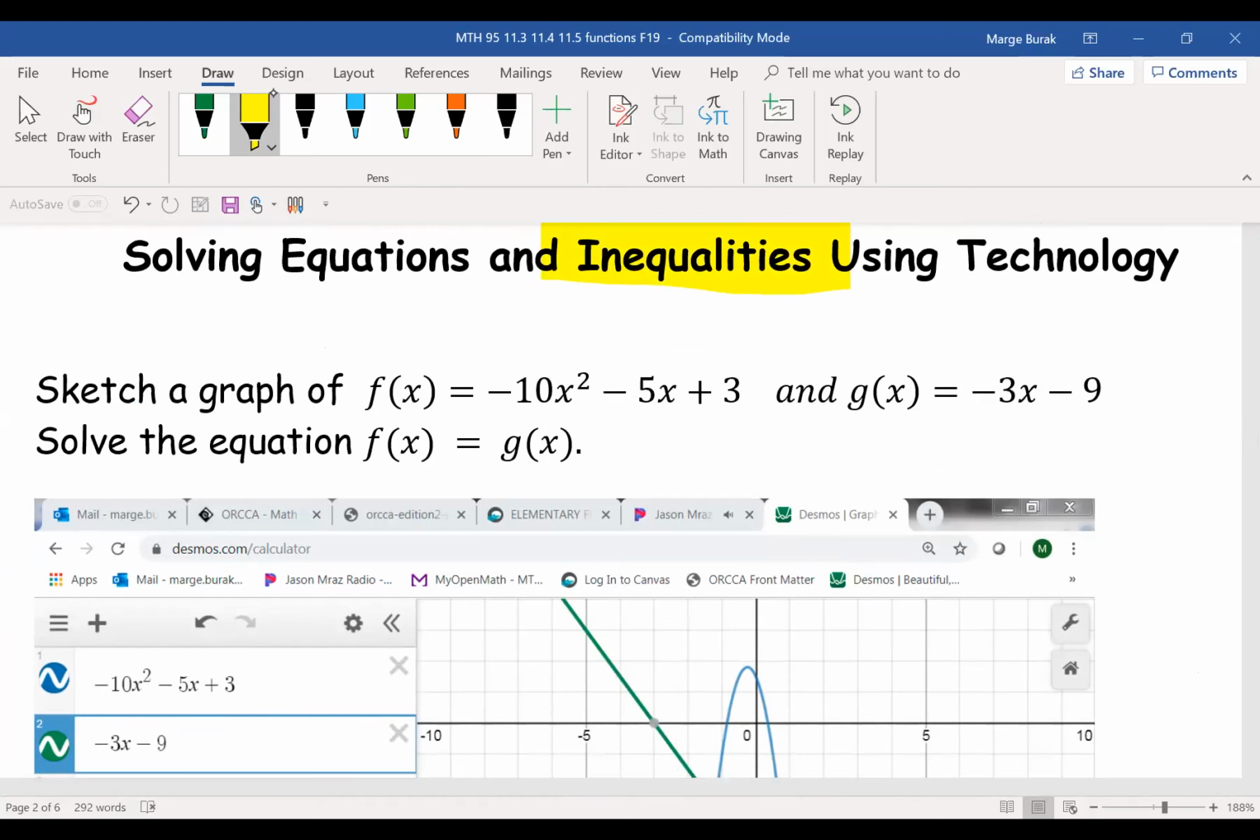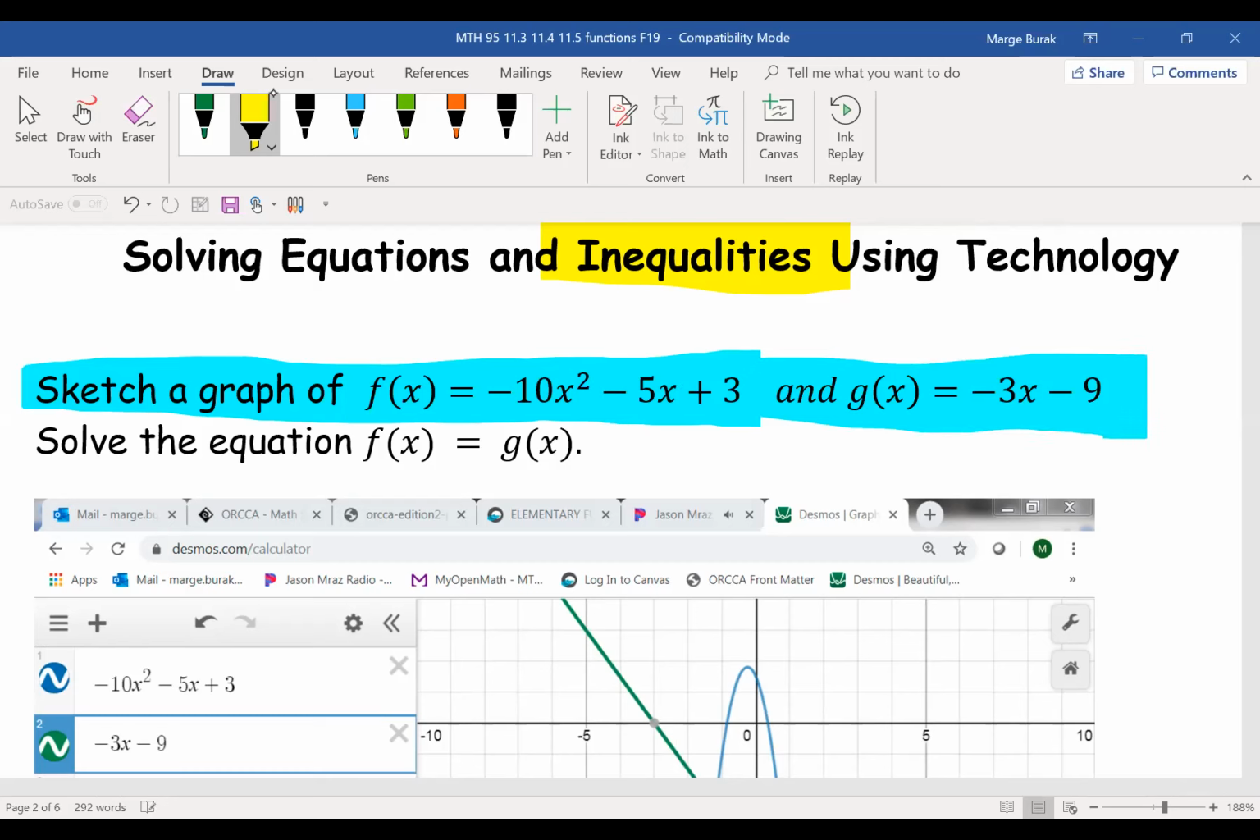Now, inequalities is where it's less than or greater than. So first of all, let's take a peek at this graph. F of x is a parabola, and g of x is a line. You can tell by the x squared, and you can tell by this just has an x. And we're going to find out where these equations are equal.